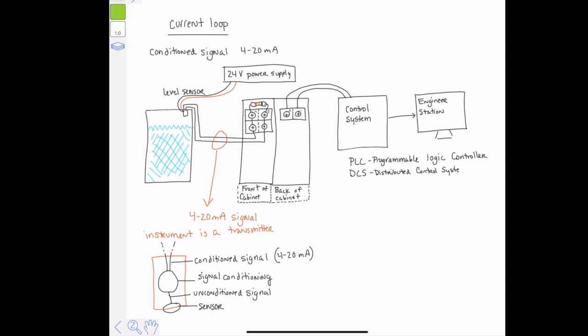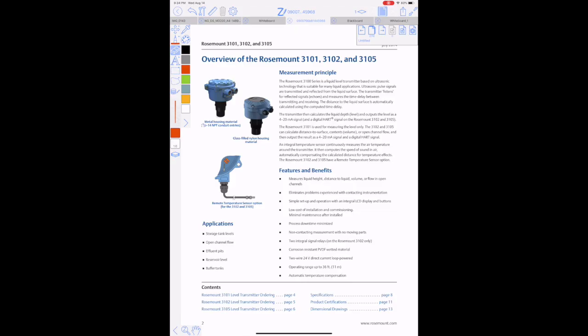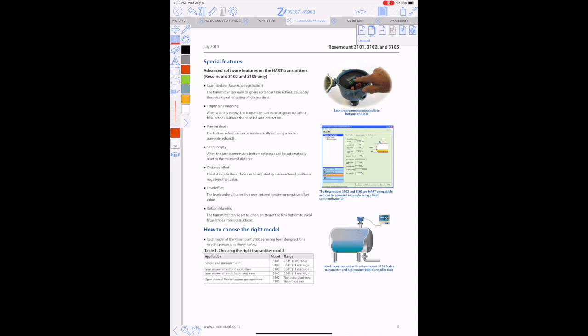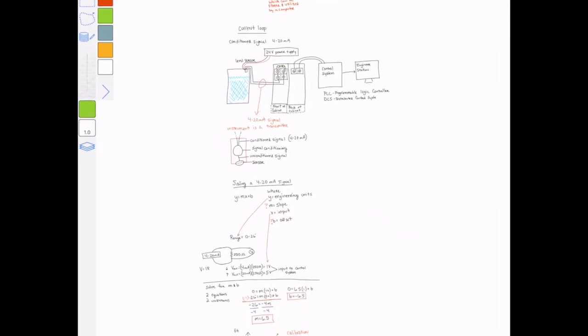I want you to see that some instrumentation contains numerous portions of the system, while in other systems, the components are all separate. Here we have a Rosemount level sensor data sheet. We can see that it utilizes a 4 to 20 milliamp loop. Flipping to the next page, we can see that the range it is able to sense is from 0 to 26 feet. Now we're going to learn how to scale.